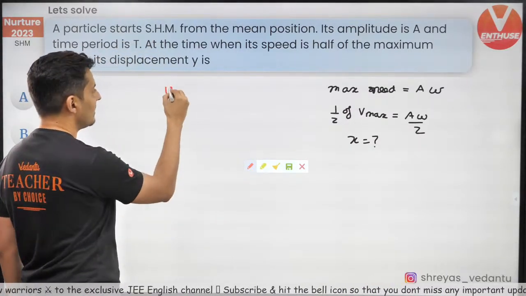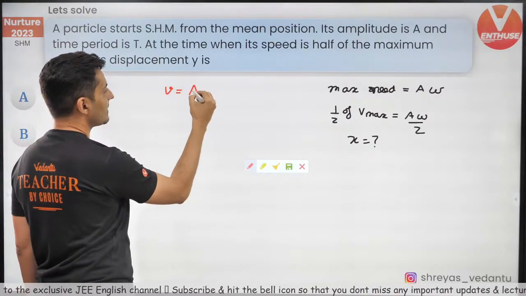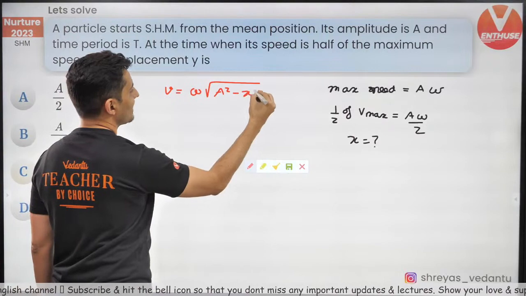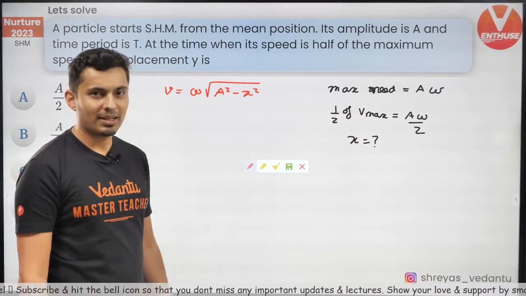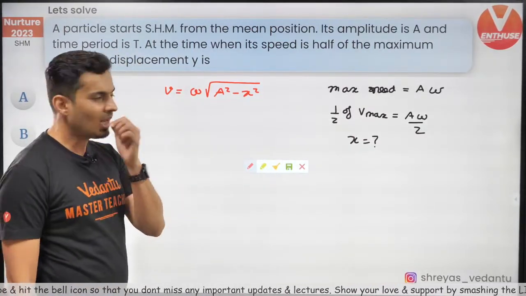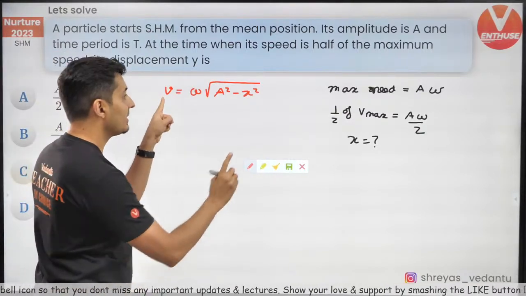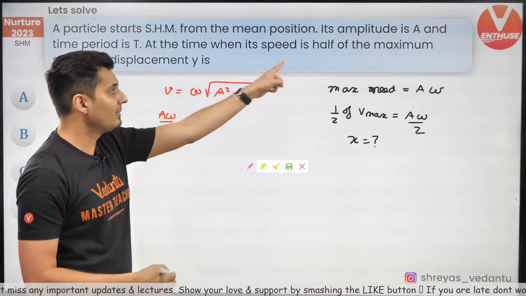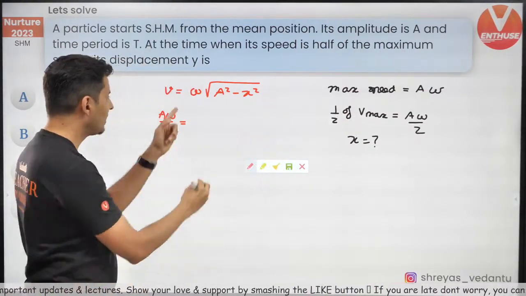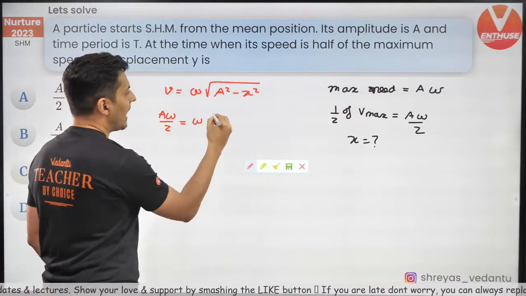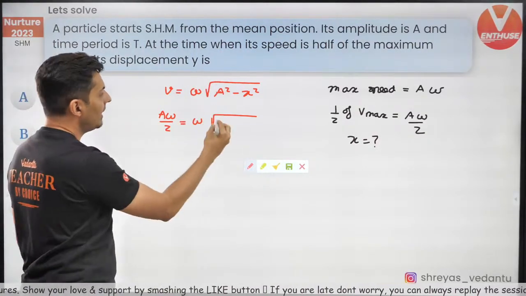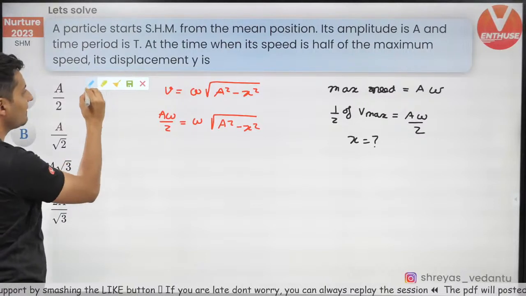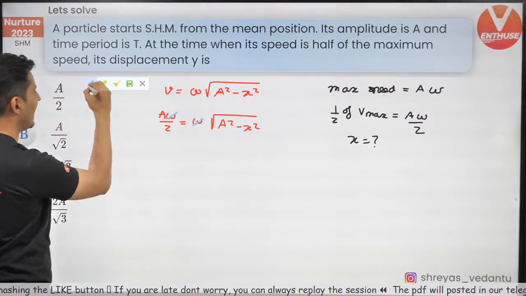Maybe this expression will help. Velocity is omega root A square minus x square. I just gave you this formula when I told you about velocity. How about this? The velocity is A omega by 2. It is given in the question. Velocity is half the maximum speed. So A omega by 2 equals omega root A square minus x square. Omega is not given, but I don't bother because omega just gets cancelled.